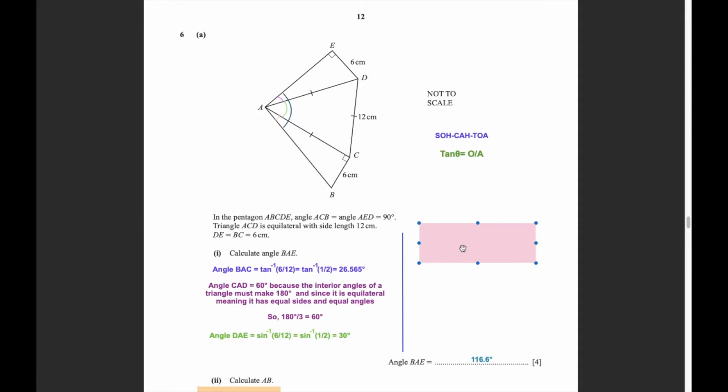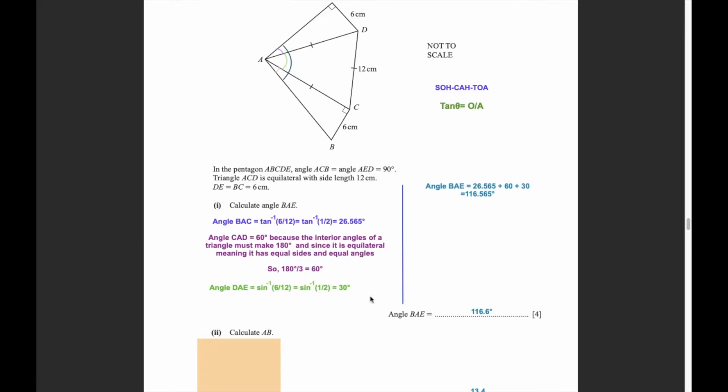All we have to do now is add them up, and we get around 116.565 degrees. I'm going to just round that up to 1 decimal place, and we know that 6 is greater than 5, so this 5 right here is going to round up. Alright, so let's move on.